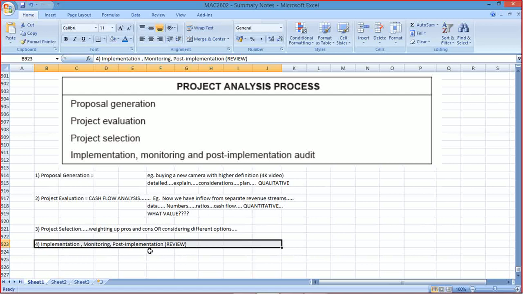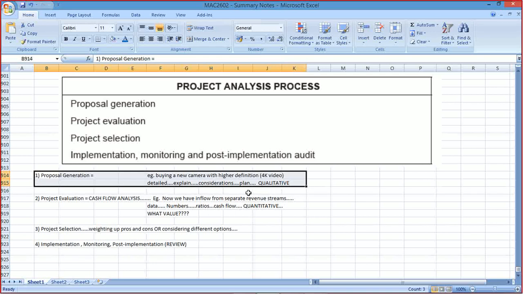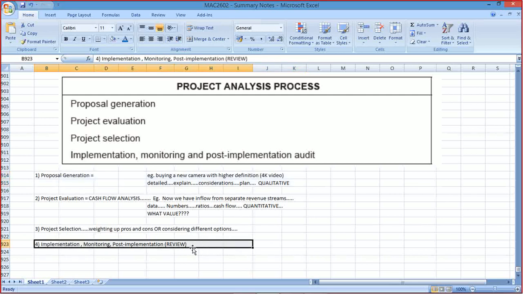That's the review. And if things aren't going as well, then you need to go back to step number 1, and now you need to think about a new proposal. If things are going well, great. Then we need to establish what the actual performance is. Are we making a big profit, a small profit? Are we creating value? Aren't we creating value?